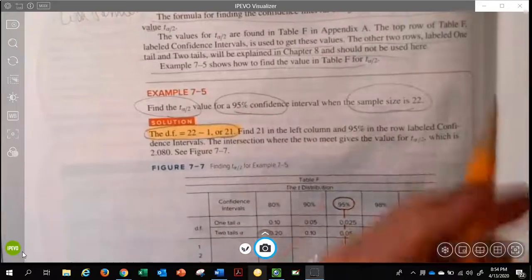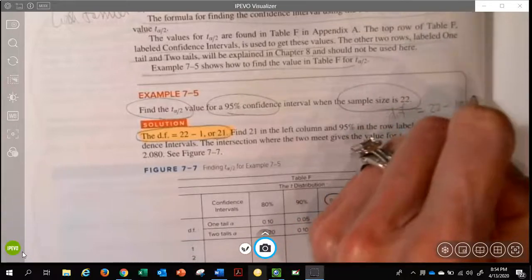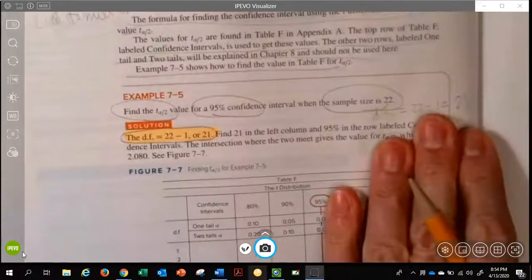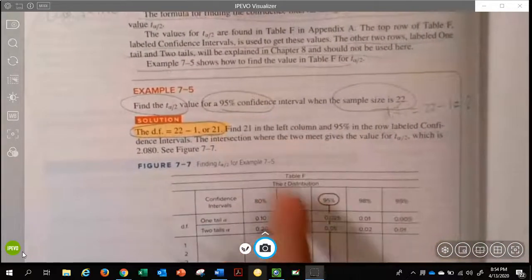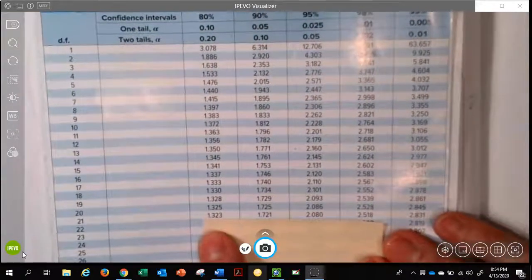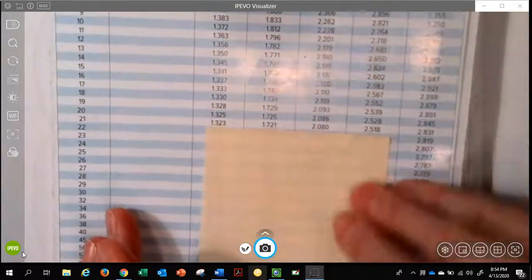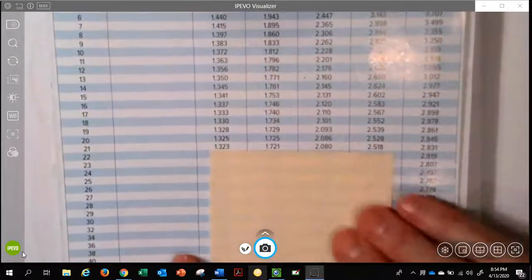Sample size is 22. To get our degrees of freedom, we take 22, subtract 1. We are looking for degrees of freedom of 21. We want a 95% confidence interval. I've already marked this one. You can get a sticky note. You can use sticky notes during the test as long as they don't have anything written on them. You're just using them to help your eyeballs.